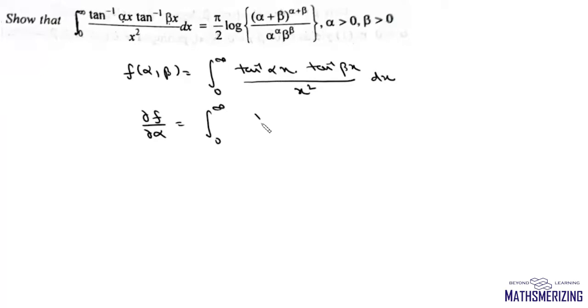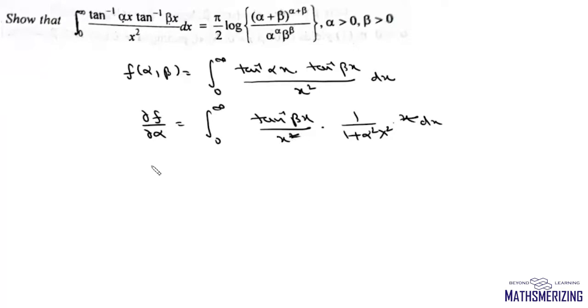So it'll be tan inverse beta x upon x square, and then derivative of tan inverse alpha x will be 1 upon 1 plus alpha square x square into x dx. Now here x and x will cancel. Now we still have tan inverse beta x, and we also have this x in the denominator.